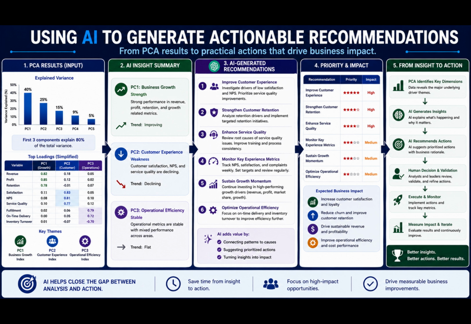Using AI to generate actionable recommendations. Insights are valuable. Actions create results. Once PCA identifies the key drivers, AI can help generate recommendation candidates. For example, if customer experience is declining, AI may suggest improving service quality, strengthening retention programs, or investigating customer complaints. If growth is strong, AI may recommend investing in the factors driving that success. The recommendations aren't automatically correct. They must be reviewed and validated, but AI helps move from analysis to action much faster.